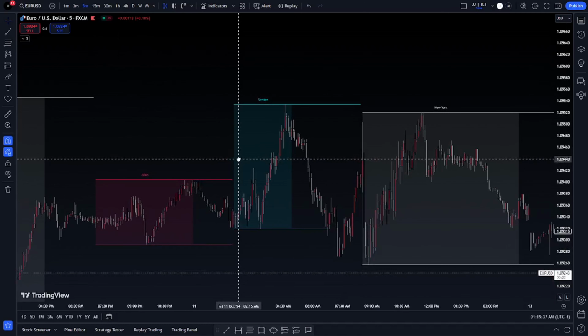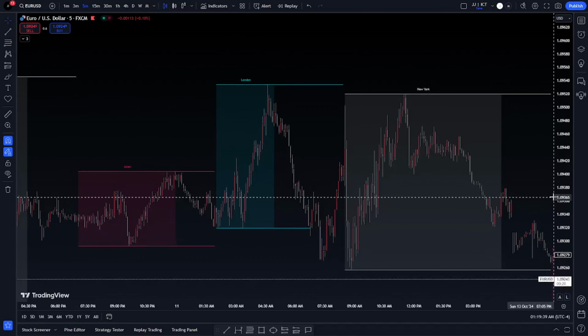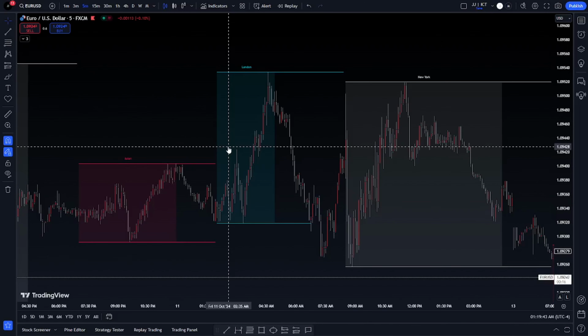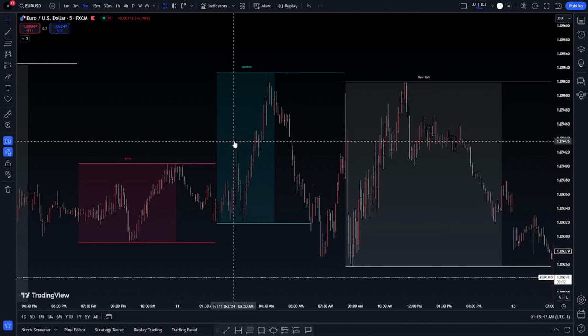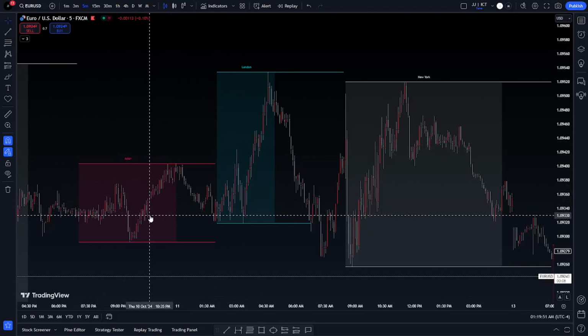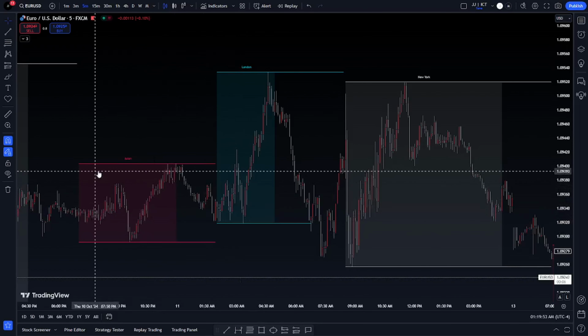You're going to get a more in-depth definition and understanding of what these kill zones really do. They do help you, and they provide higher probability trades within these times, but there's a deeper meaning behind these kill zones.